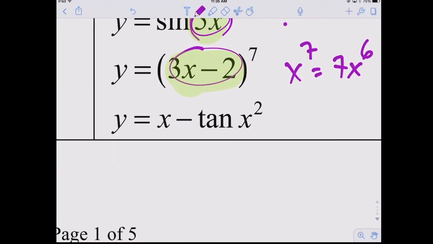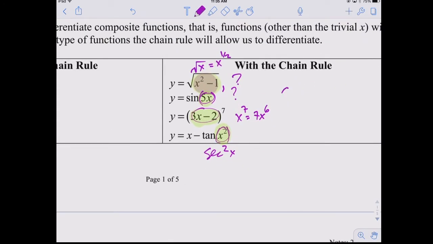Same thing here. That's tangent of the quantity x squared. I know the derivative of tangent of x is secant squared of x, but how do you deal when it's a function of x that's other than x, but something like x squared? So all of these are composite functions.